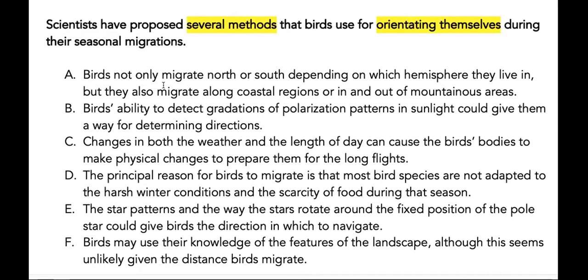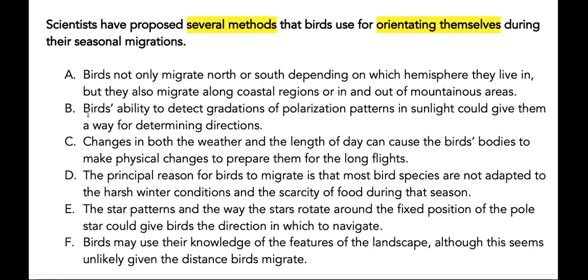Birds not only migrate north or south, depending on which hemisphere they live in, but they also migrate along coastal regions or in and out of mountainous areas. Now, that might be true according to the text, north or south, that sounds right. They migrate on coastal regions, but does it describe a method that they use? Does it say how they get there? Does it say how they get north or south? Not really, but let's go on.